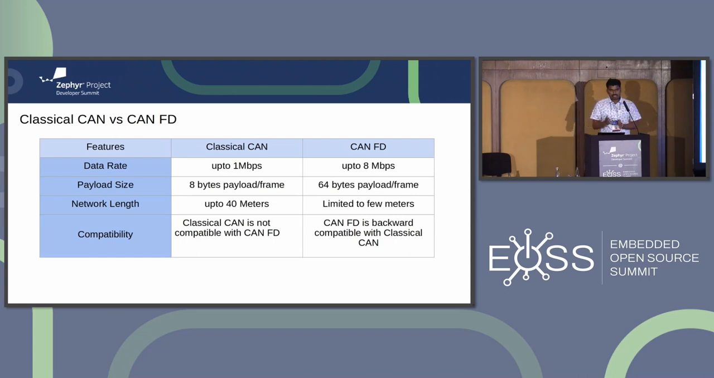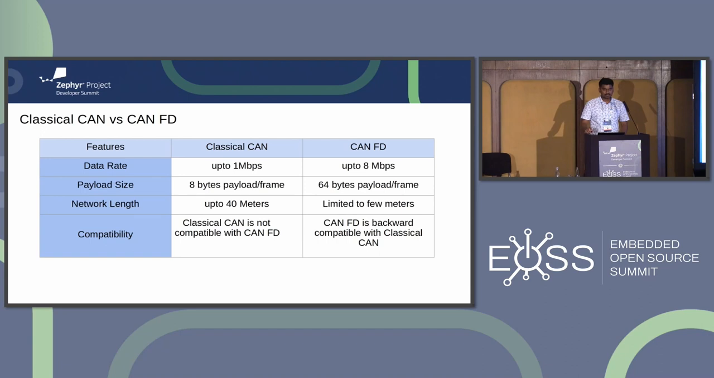So far we saw classical CAN. Later, Robert Bosch introduced a new specification called CAN FD. Here are the key differences between classical CAN and CAN FD. Data rate: classical CAN is up to 1 megabit per second, whereas CAN FD supports up to 8 megabits per second. Payload size: classical CAN has an 8-byte payload per frame, and CAN FD supports up to 64 bytes payload per frame.